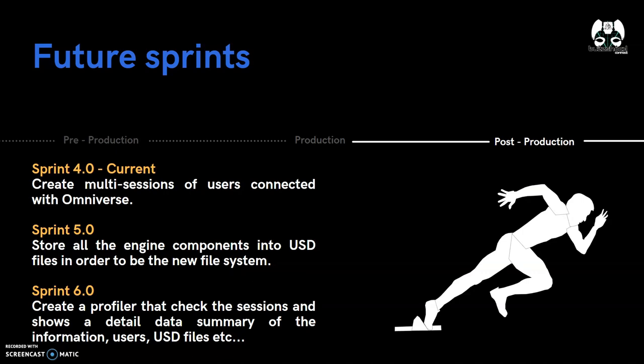And in this case, the sprint number 6, that is for the future, is to create a profiler that can check the sessions with the VPN and show a detailed data summary of the information, models, and files shared between the session.